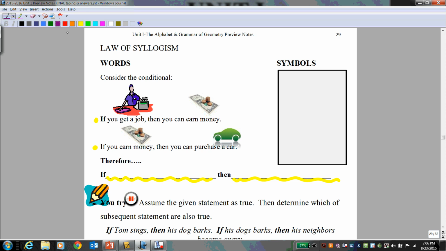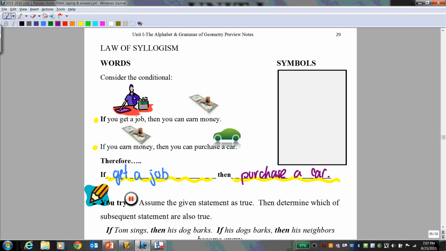Most likely you wrote something like this. If you get a job, then you purchase a car. If you wrote something like that, you nailed it. That's called the law of syllogism.